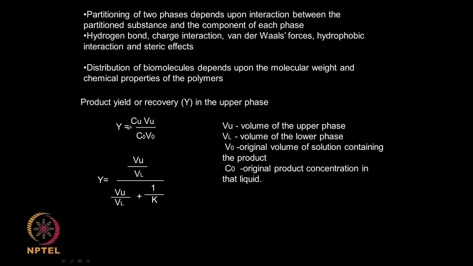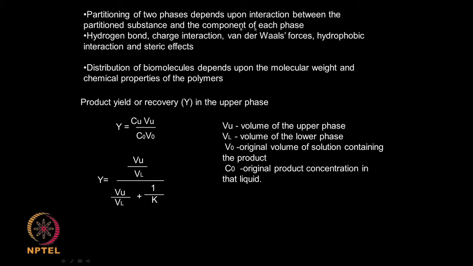So, if we modify this equation, this becomes Y equal to V u, volume of the upper phase by volume of lower phase, divided by volume of upper phase by volume of lower phase plus 1 by K. K is the partition coefficient. So, this is a useful relationship. If I know the partition coefficient, I can decide what should be my ratio of V u by V L, what should be the volume of upper phase to lower phase to achieve a certain yield. I want 90% yield, what should be the volume of upper phase and what should be the volume of lower phase. That sort of calculation I can do.